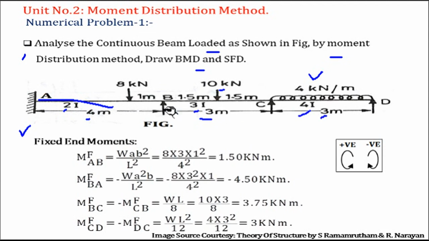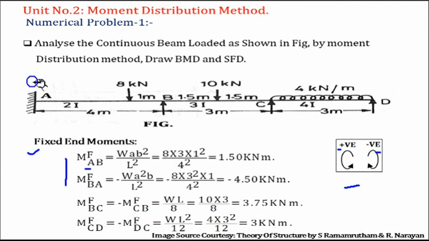B and C are continuous supports, D is simply supported and A is fixed support. Now let's first calculate fixed end moment. Sign convention: anticlockwise positive, clockwise negative. Now let's first consider span AB.